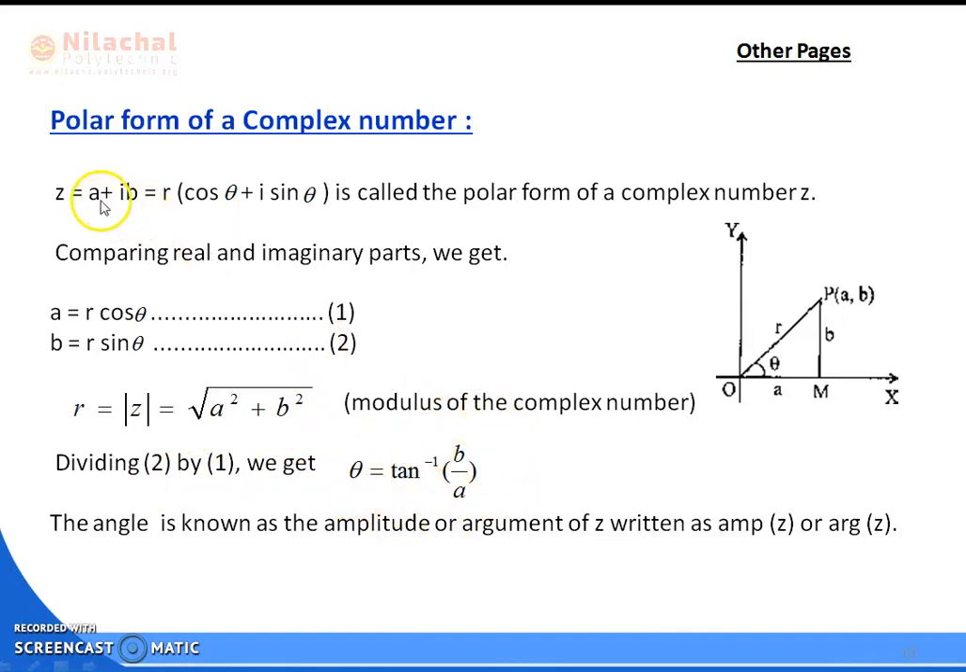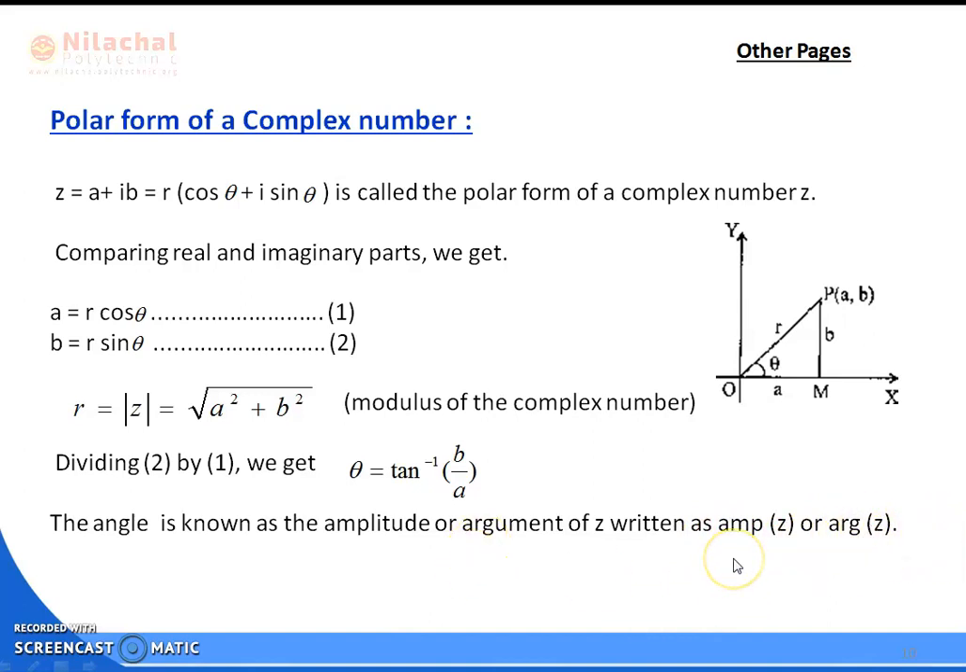Clear? So this is your complex number. If you want to convert your complex number into polar form, you have to find the value of r and theta. And the r formula, as displayed here, is under root a square plus b square. That is also similar to the modulus of z. And the theta formula you will find by using tan inverse b by a. And this angle is known as the amplitude or argument of z, written as amp z or arg z.